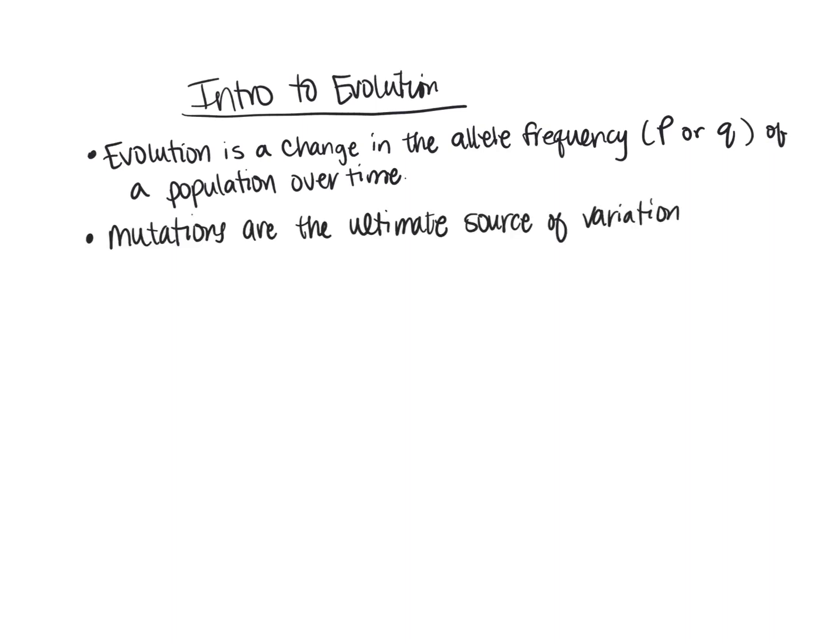In Unit 6, we talked about mutations. Mutations are the ultimate source of variation, and mutations are neither good nor bad. It just depends on the environmental pressures placed on them.